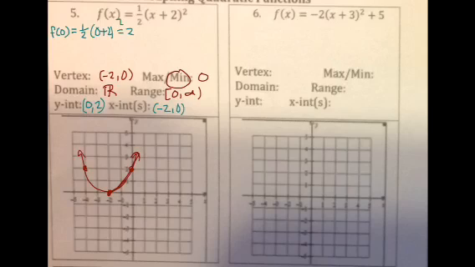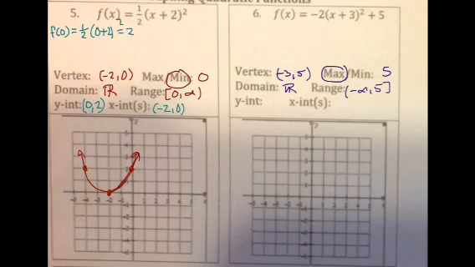Okay, number 6, the h is -3 and the k is 5. So the vertex is -3, 0. I'm sorry, -3, 5. So you have -3, 5. It concaves down, so it has a maximum value. The maximum value is 5. The domain is all reals. And the range goes from -infinity to 5.